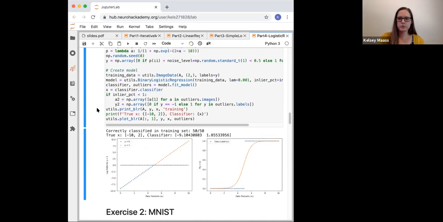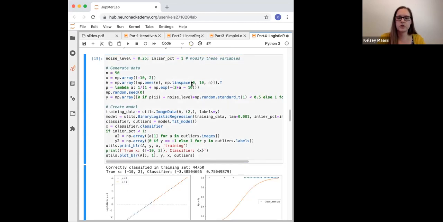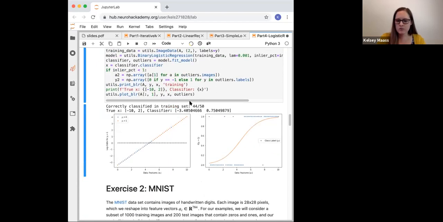So we have two parameters that we can play with here, the noise level and the percent that we expect to be inliers. So this corresponds to the value h. So we'll just look at one noise value, but you can go back and play with it later. So we added some noise, so now we have some examples that could be considered outliers.